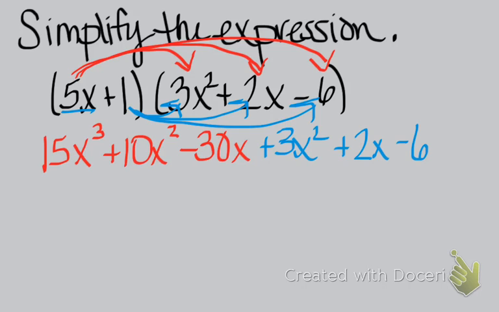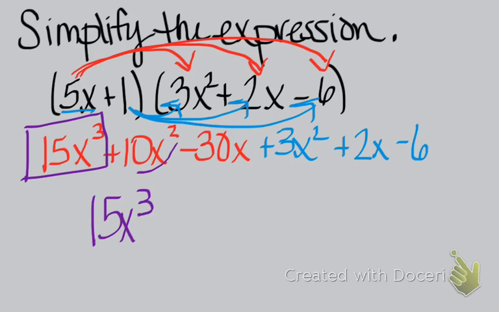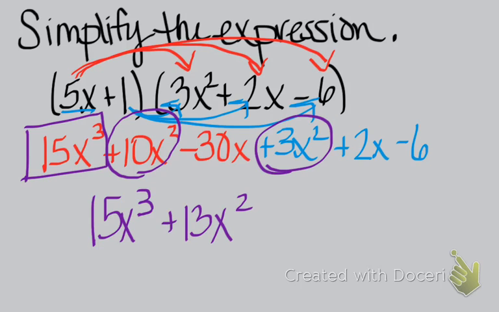So if I start at the beginning, I have 15x cubed. No one else here has an x cubed. That means there are no more like terms that combine with 15x cubed. So I'll just write it down. Now I have positive 10x squared. Negative 30x won't go, but 3x squared will. So that gives me positive 13x squared, because they both have terms of x squared.